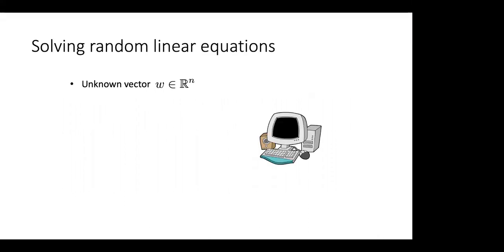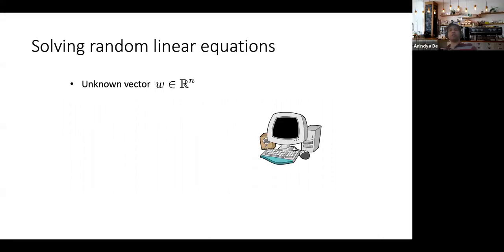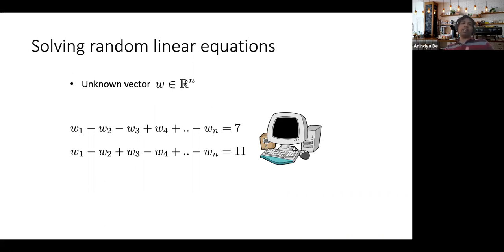This is about the question of solving random linear equations. Suppose there's an unknown n-dimensional vector W. The algorithm gets random plus-minus-one signings of W. So if the vector W is W1 to Wn, the algorithm presses a button and gets an equation like W1 minus W2 minus W3 and so on equals 7. The algorithm presses another button and gets another equation, and so on.